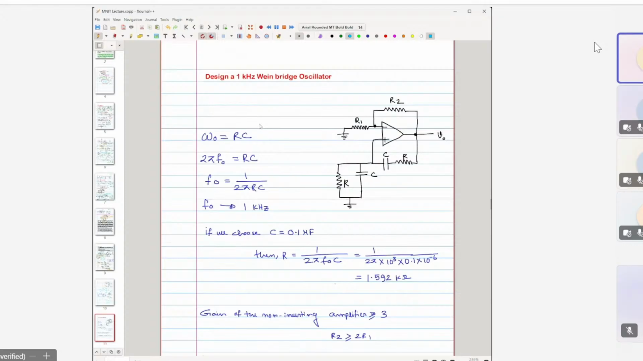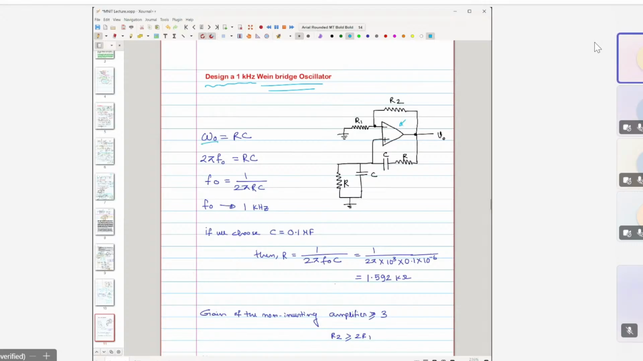Now, a very simple thing. For example, if you need to design a 1 kilohertz Wien bridge oscillator, how do you choose the different values of R, C, R1, R2, all this stuff? You are starting from scratch. So you first have to choose the op amp.